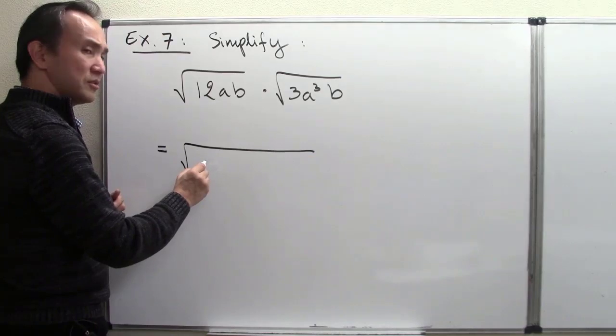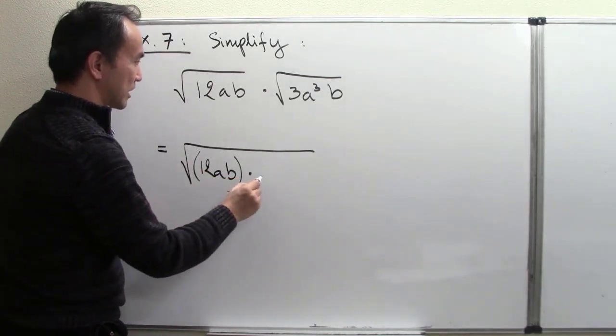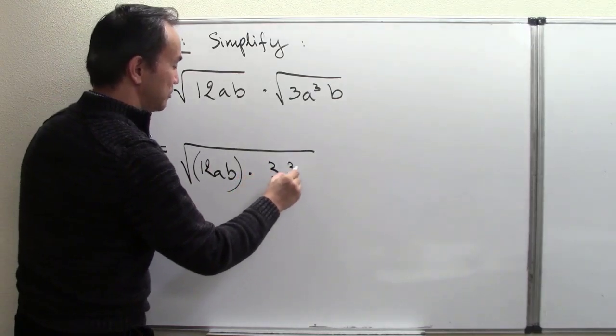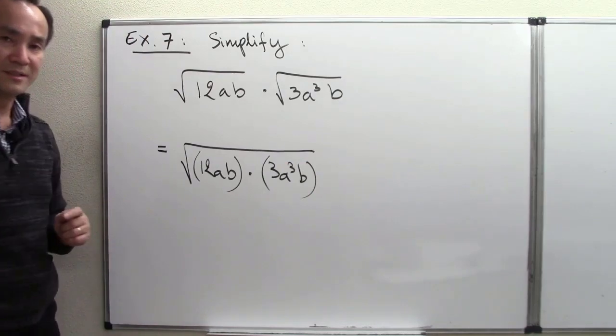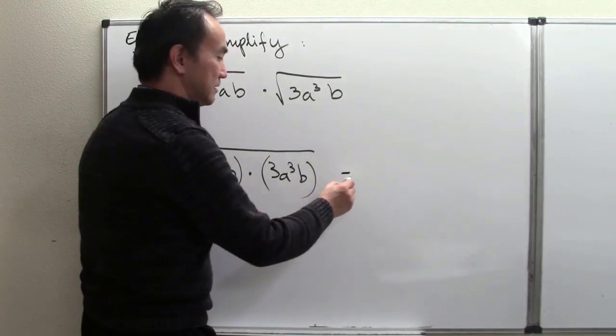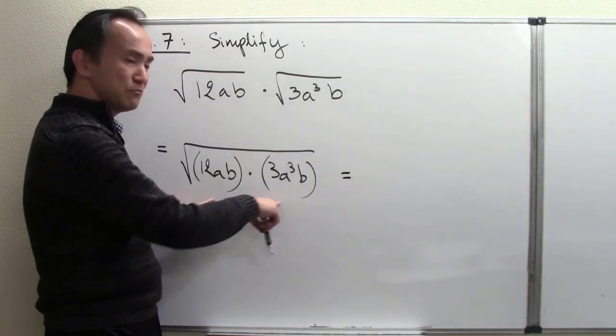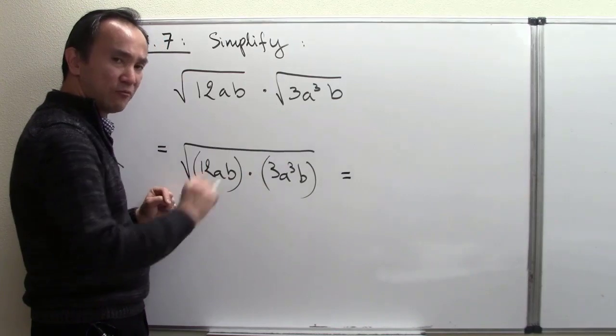So the square root of 12ab is going to be in a product with the square root of 3a cubed b, and that product is now inside the square root. In this way, the order of operations is telling us to multiply these two expressions. So inside the square root, we come up with the following.